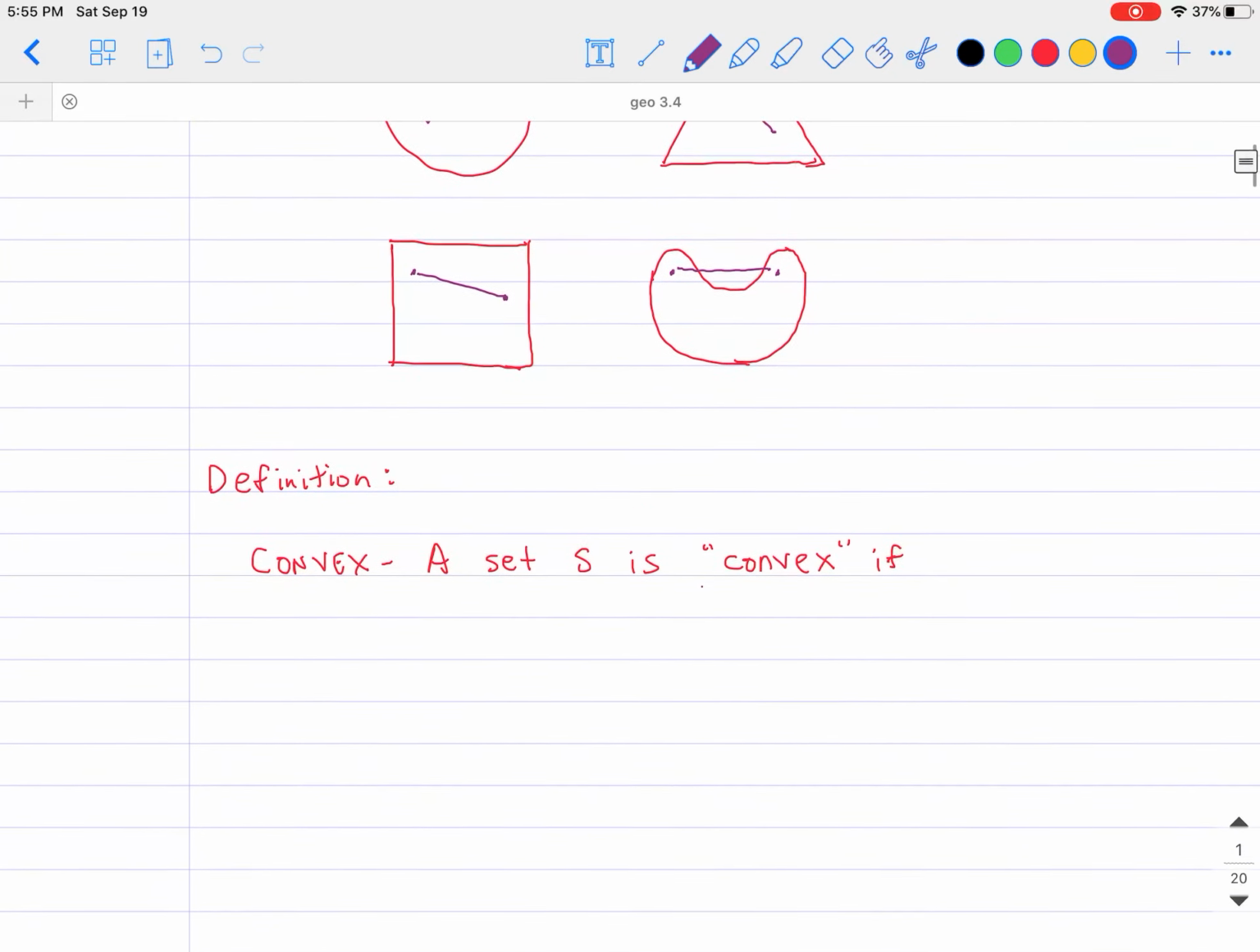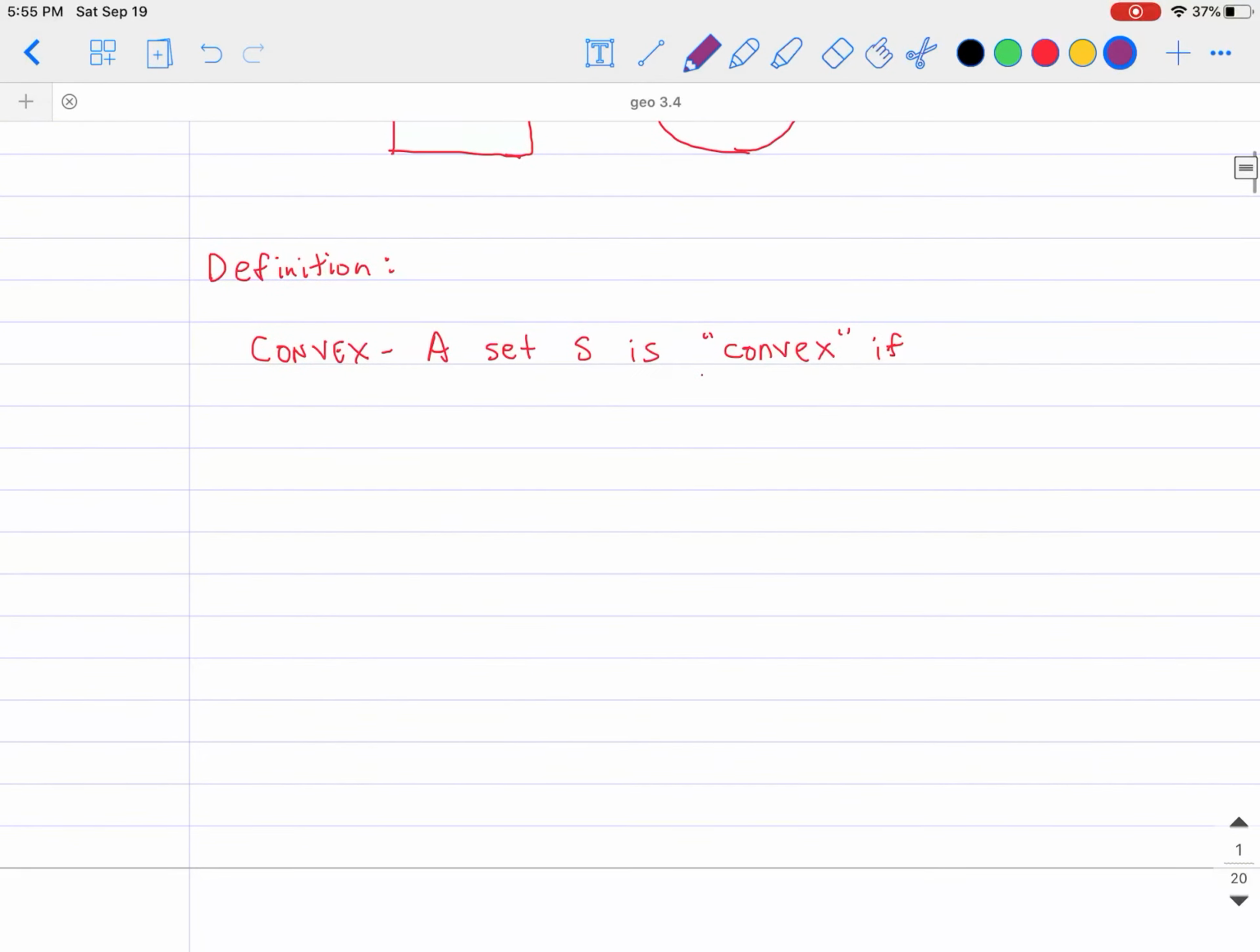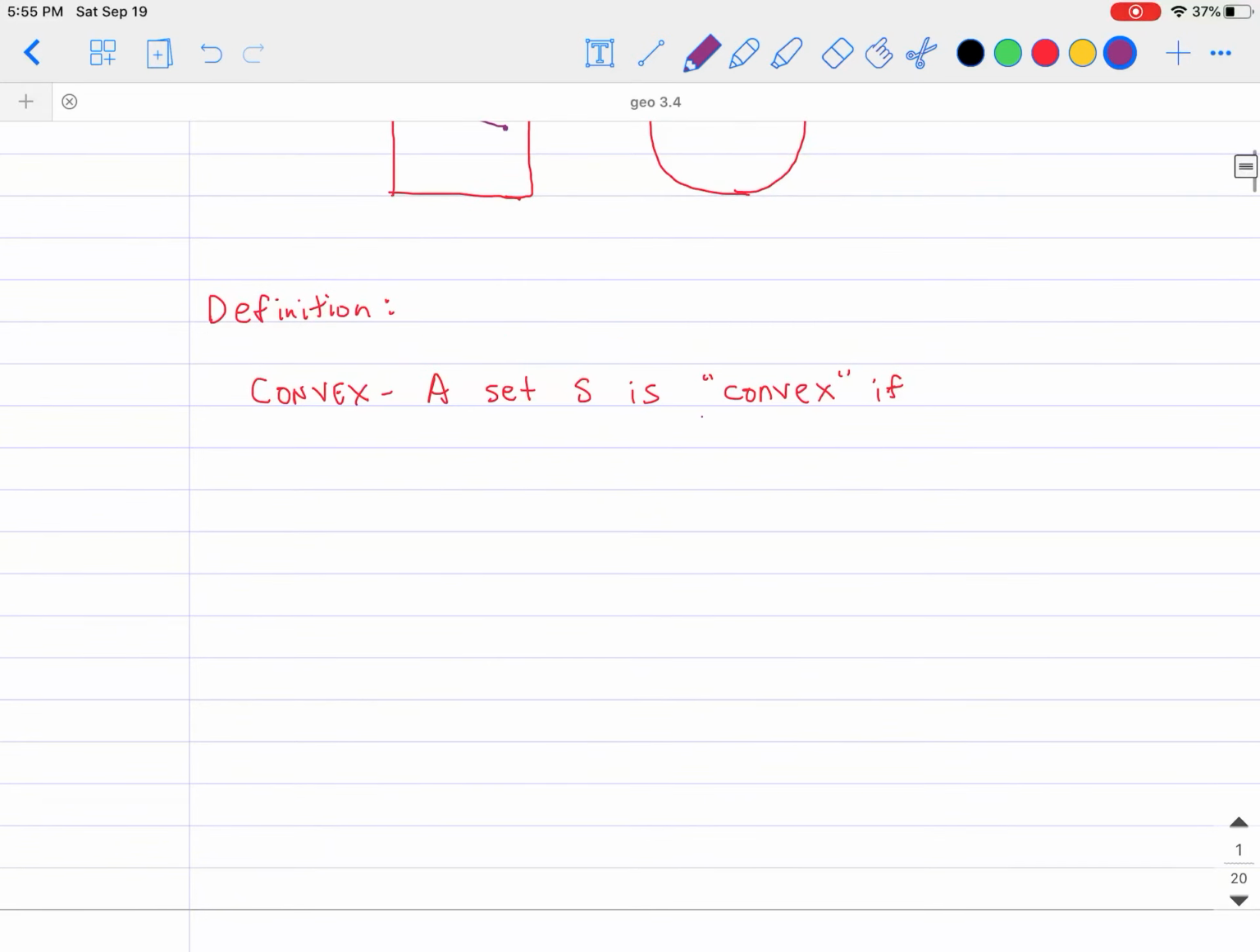This is what gives rise to the definition of convex. A set S is considered convex, or in this case the shape is considered convex, if you pick any two points in the set and form a line segment with them, and that line segment is in the set. Writing it out: if point X and point Y are in the set, then the line segment XY should also be part of set S.